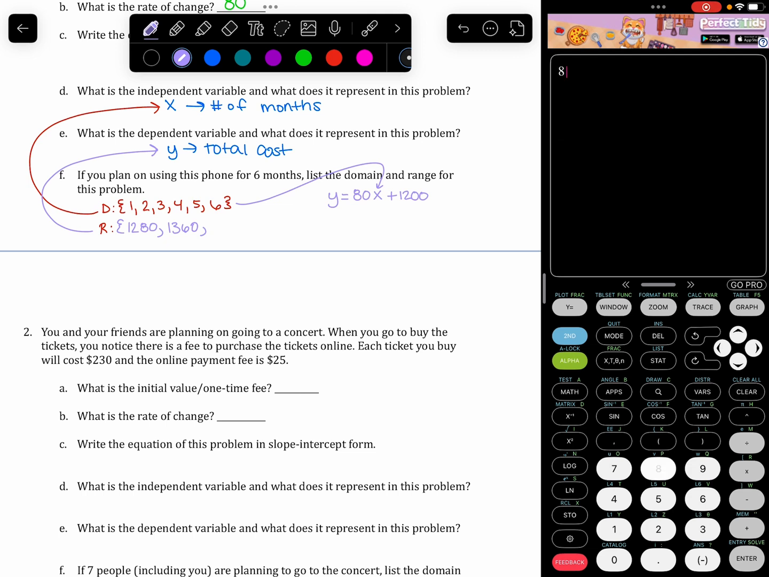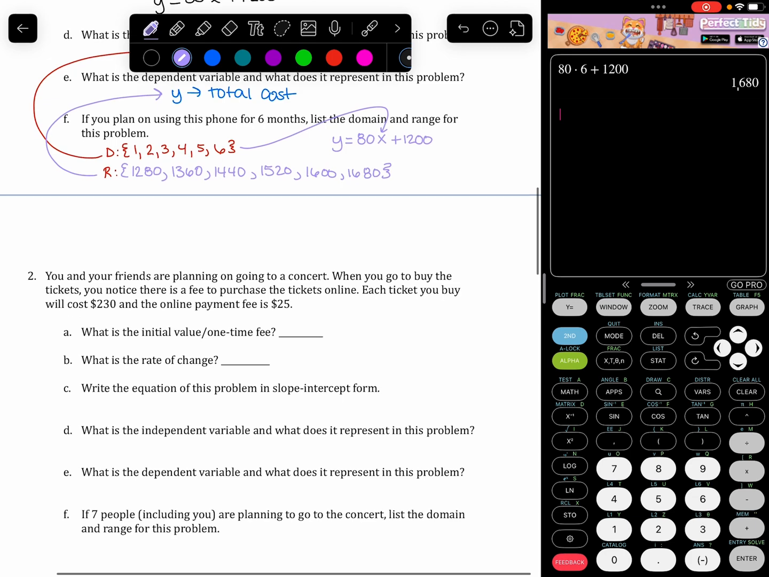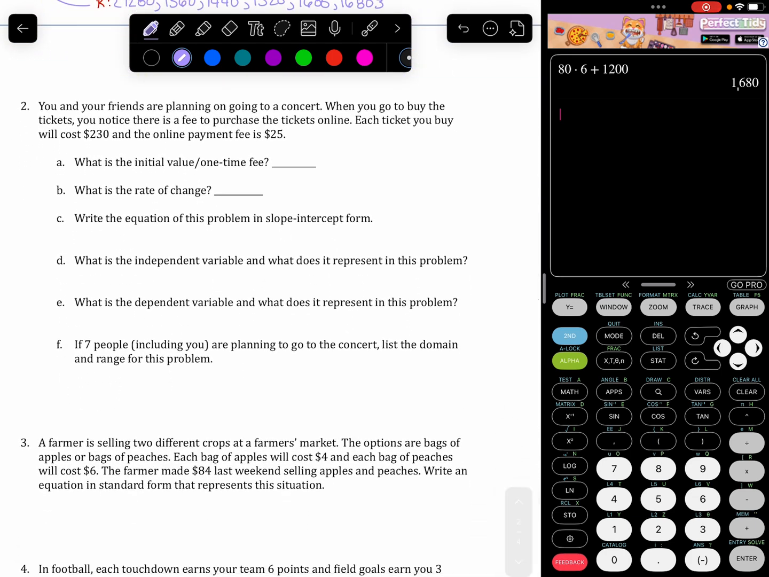After 2 months, my total cost will end up being $1,360. After 3 months, my bill would be $1,440. After, what did I just do, 3? 80 times 4 plus 1200 would be 1520. 80 times 5 plus 1200 would be 1600. And then 80 times 6 plus 1200 will give me 1680. So that is going to be the domain and range for this first problem.